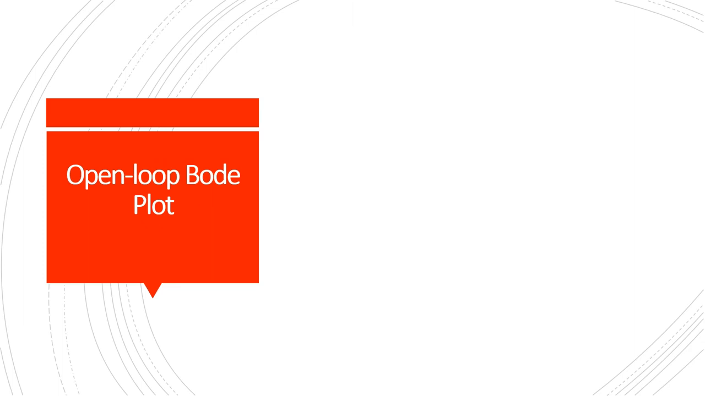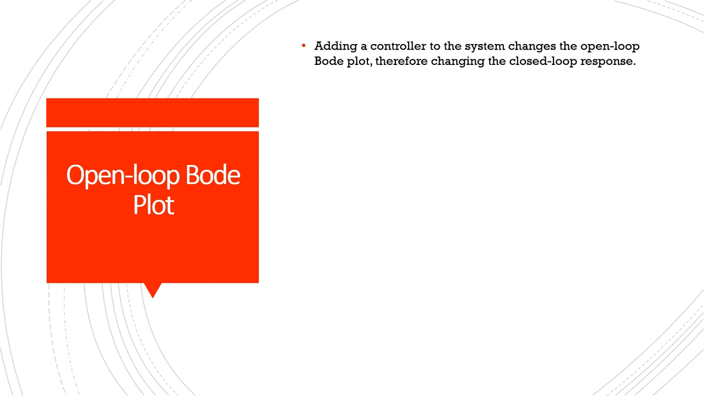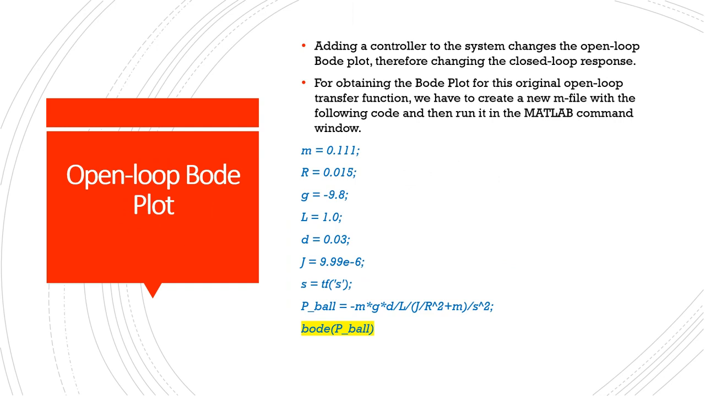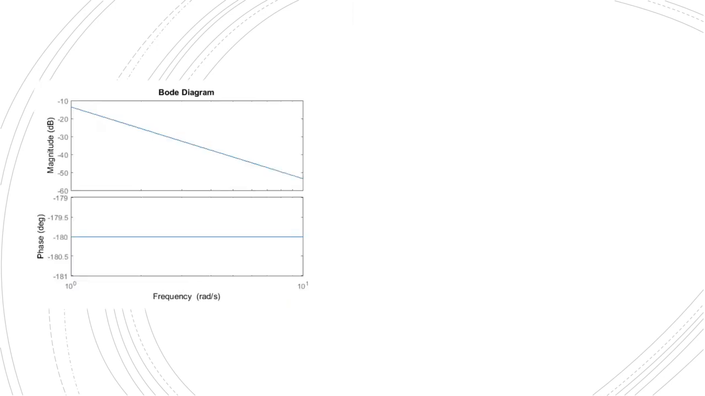Open loop Bode plot. In this section, we are going to obtain the open loop Bode plot of this ball and beam experiment. The main idea of the frequency-based design is to use the Bode plot of the open loop transfer function to estimate the closed loop response. By adding a controller to the system, it will change the open loop Bode plot, therefore changing the closed loop response. For that, we should obtain the Bode plot of the original open loop transfer function. For this, we should create a new M file with the following code and then run it in our MATLAB command window. This is the Bode diagram obtained.